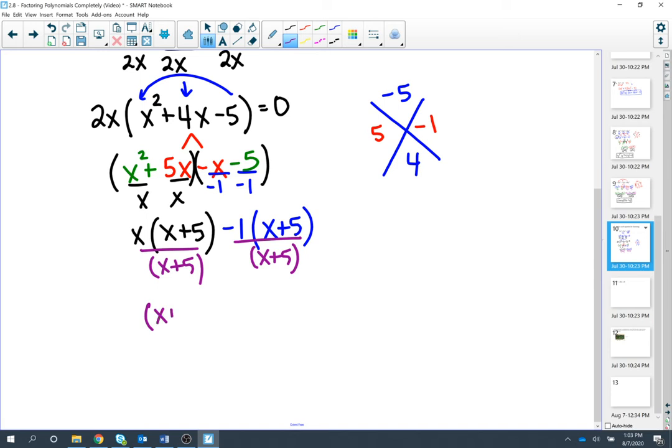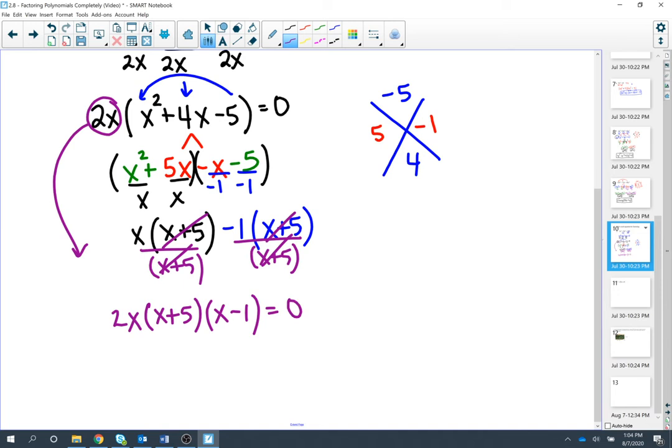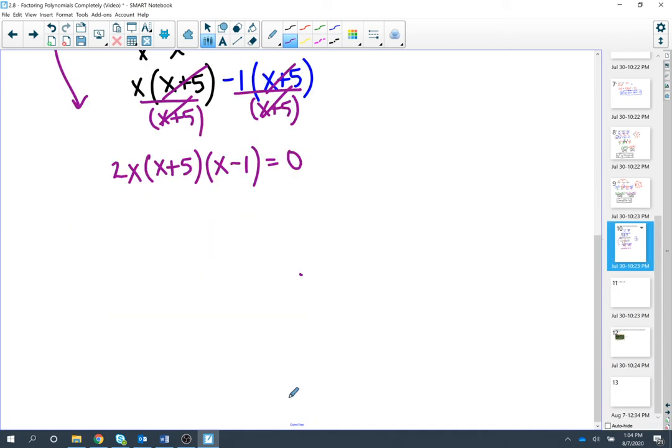Record your x plus 5. Left over, you have an x. You have a minus 1. Don't forget about your GCF. Bring down your 2x. And then keep in mind what you're trying to do here. If you were trying to factor, you're done. That is a beautiful factor.